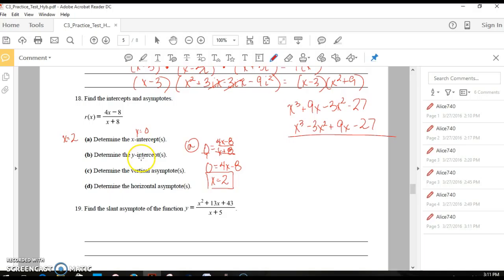To find my y-intercept, I'm going to let x be 0. That's going to make life really nice, right? Because I'll get 0 minus 8 over 0 plus 8. So a negative 1. Vertical asymptotes is when you take your denominator and you set it equal to 0 and solve. So this would be C. And I'll get x equals negative 8.